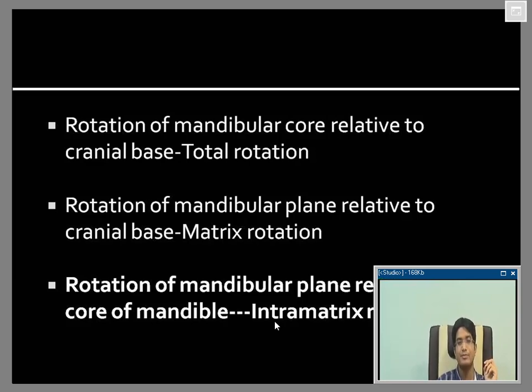It's an important concept. It can be three MCQs: total rotation, matrix rotation, intramatrix rotation. It has been asked a lot of times in All India, so it is better to know this and just learn this properly.